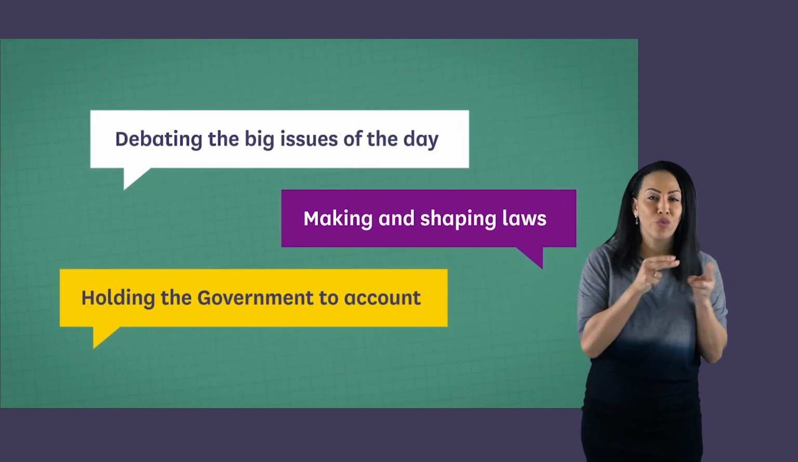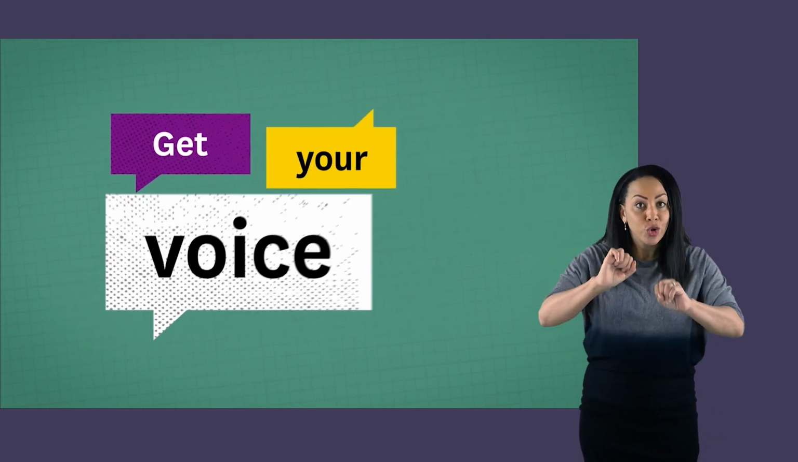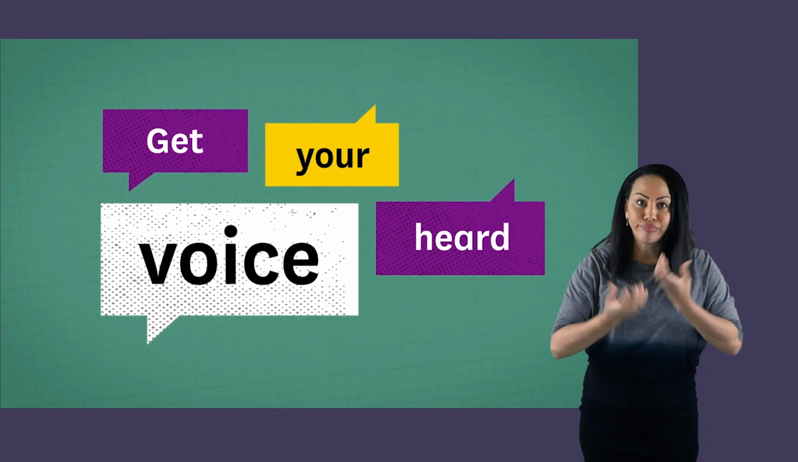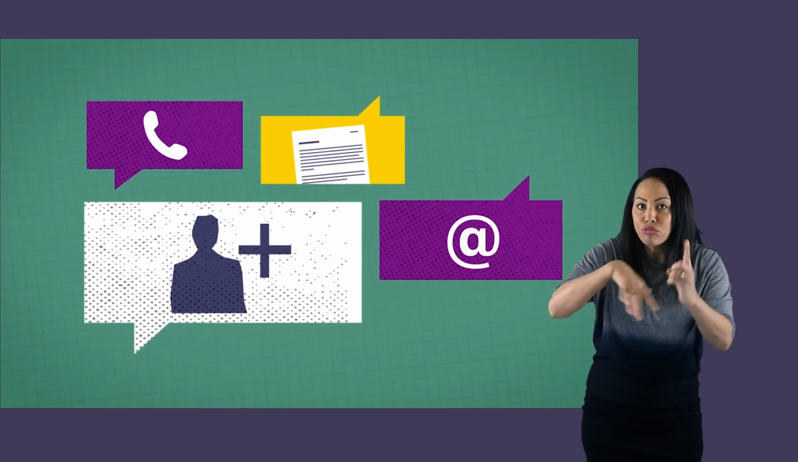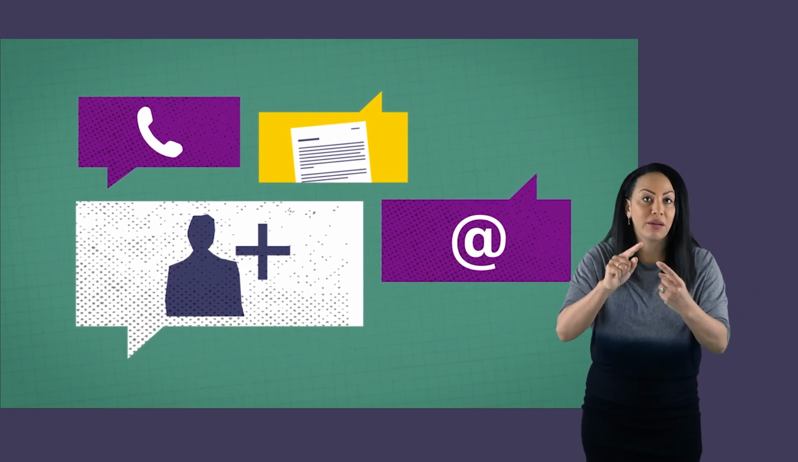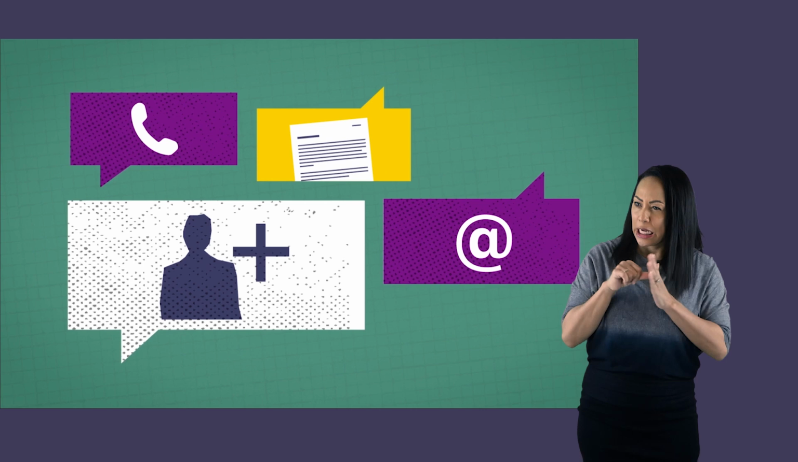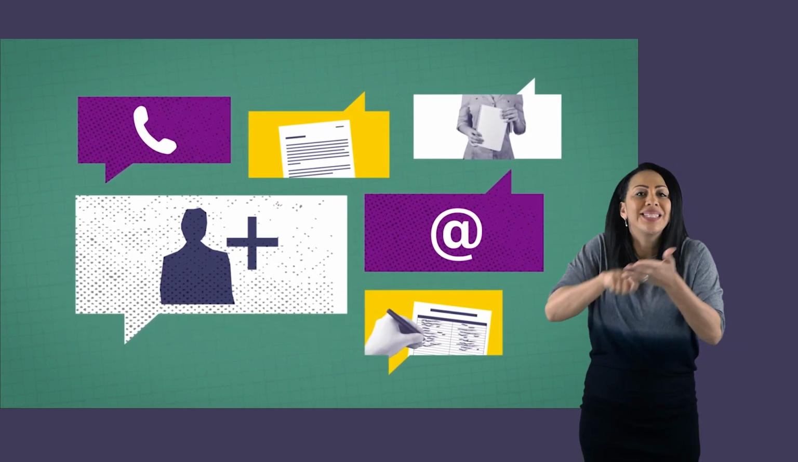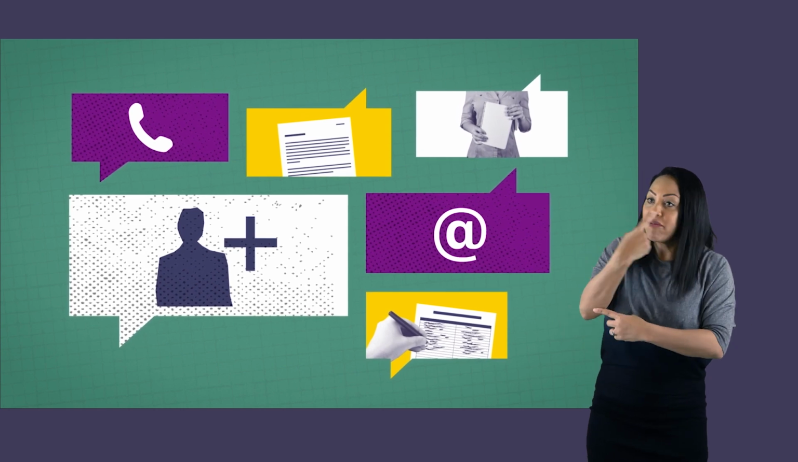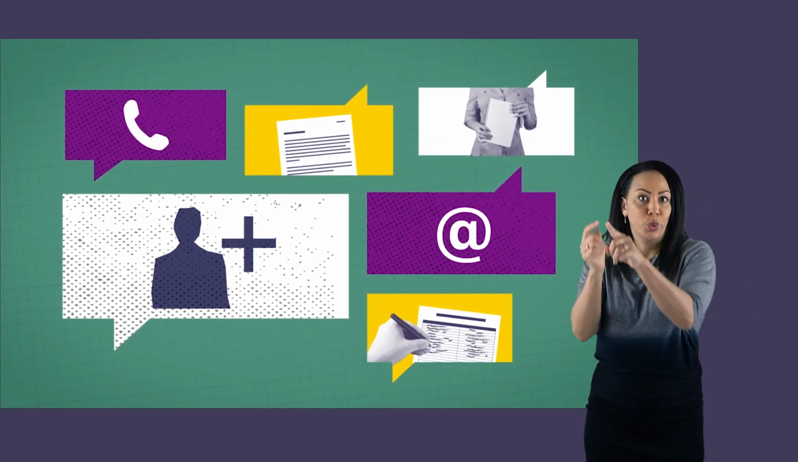There are lots of ways to get involved and get your voice heard, whatever your age. You can follow your local MP on social media, or contact them by email, letter or phone to discuss an issue that's important to you or your community. You can start and sign petitions online, or submit evidence to a select committee on the issues you care about.